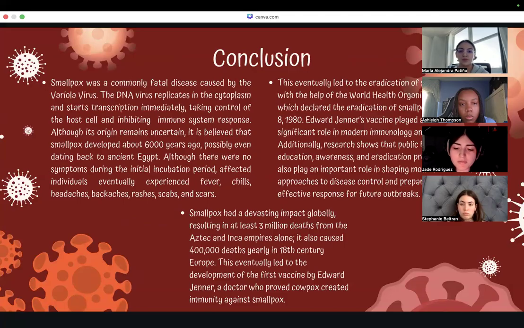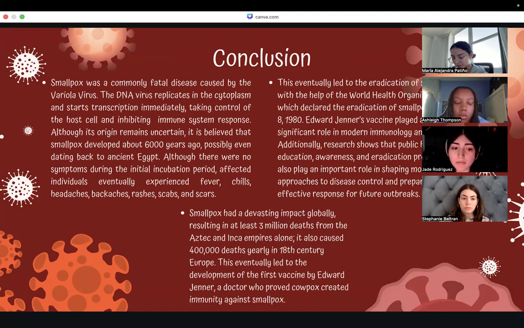Okay, so to summarize our findings, smallpox was a commonly fatal disease caused by the variola virus, which is a DNA virus that replicates in the cytoplasm, releases its own enzymes and proteins, and starts transcription immediately, taking control of the host cell and inhibiting immune system response significantly, which is why it was such a prevalent and deadly virus.